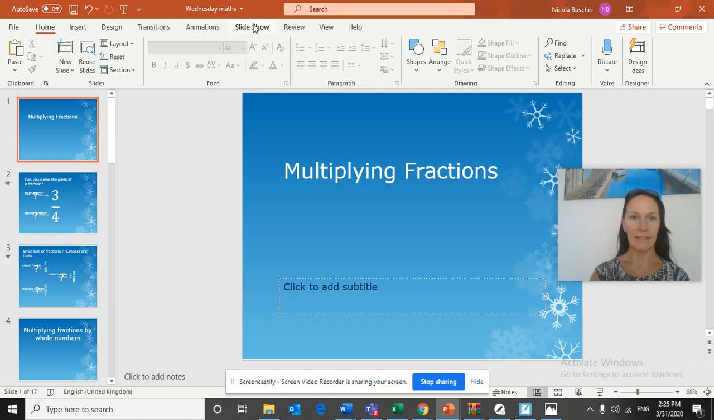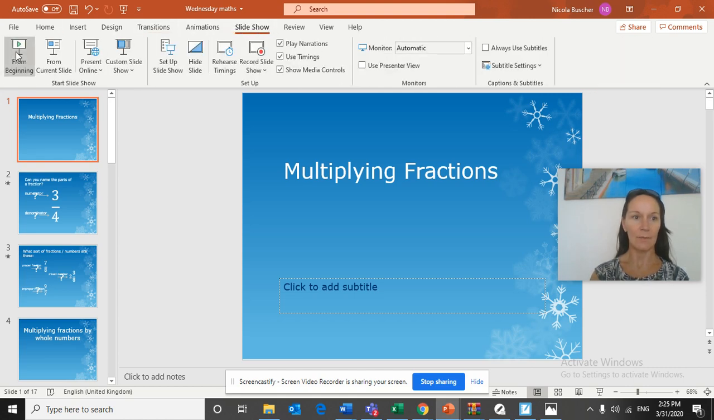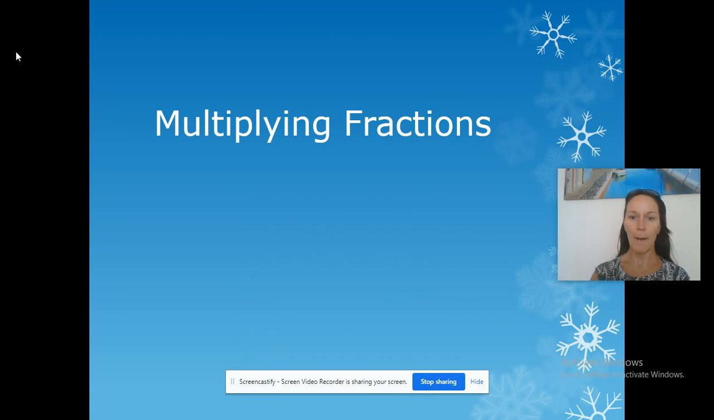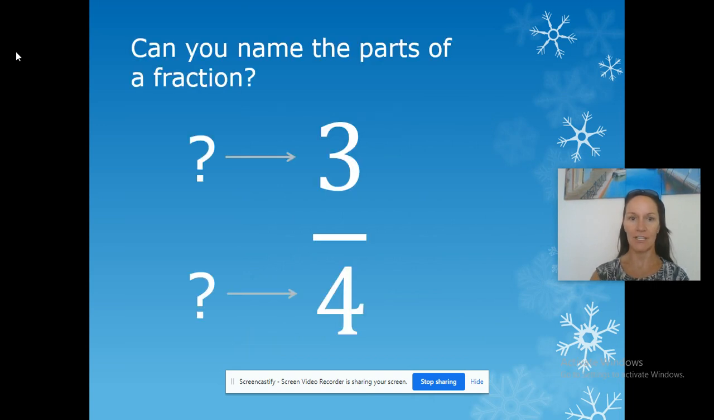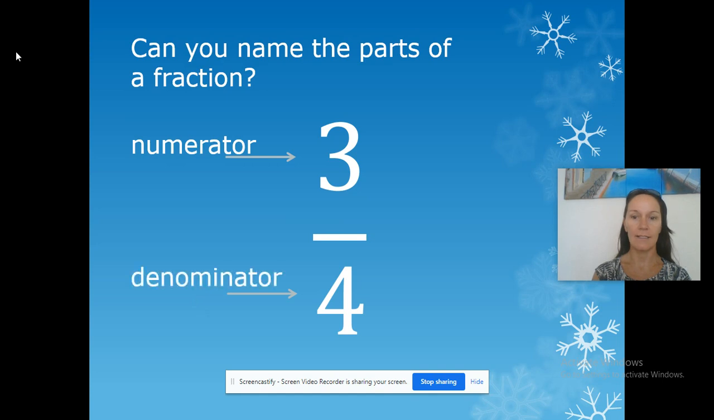Okay, today's maths lesson, you will be learning how to multiply fractions. Okay, can you remember the parts of a fraction? What do we call the top part of a fraction? The numerator. And what do we call the bottom part of the fraction? Denominator.